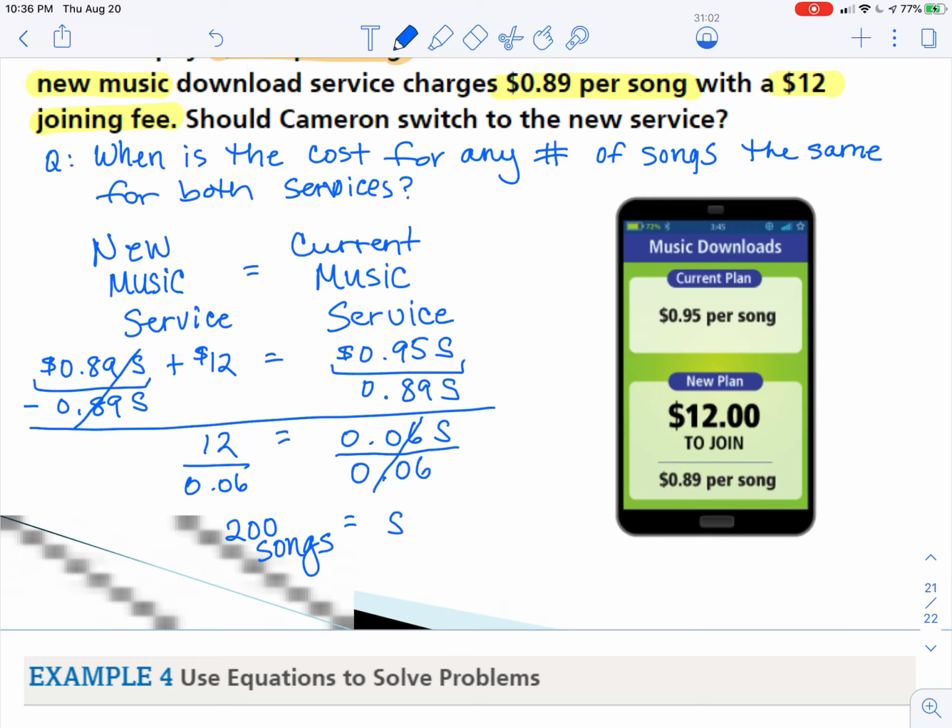So the cost for any number of songs will be the same for both services at the point of 200 songs. The services will cost the same at 200 songs. That's the answer to that question.